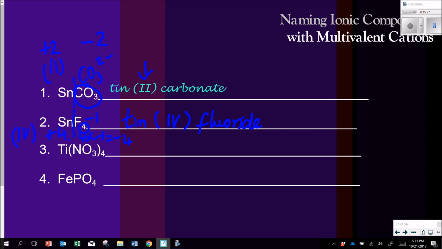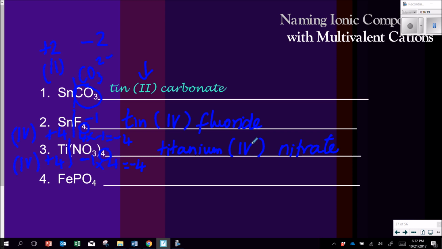Again, I can separate my cation and anion. I have titanium. And then I have to figure out the Roman numeral. And my anion is nitrate. Now I know that nitrate has a charge of -1. And again, I have 4 nitrates. So I multiply that by 4 for the total charge. And I get -4 on the anion side. Therefore, titanium had to be +4.